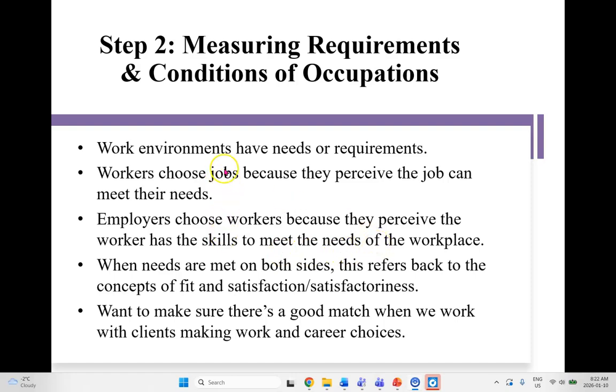So when you take a job, there are perceptions on both sides that this would be a fit. It refers back to the concepts of fit, and there's an expectation of both satisfaction by the worker and satisfactoriness by the employer. So we want to make sure when we're helping clients make career choices that there's a good match between all of these aspects, and that they are going to be both satisfied and satisfactory in the work.